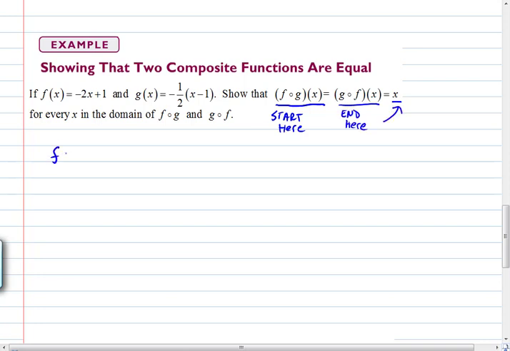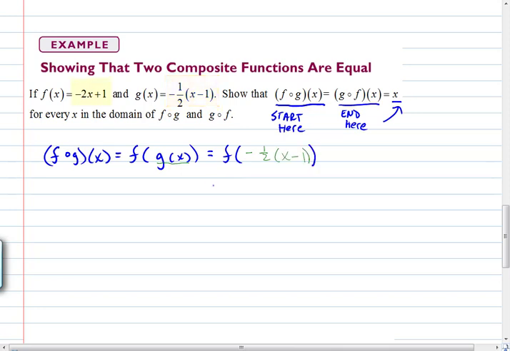So we have f composed with g of x is equal to f of g of x. That's just the definition of composition. Then we start replacing things from the inside out. So we're going to replace g of x with what g of x is equal to. So that's going to give us f of negative 1/2 times x minus 1.